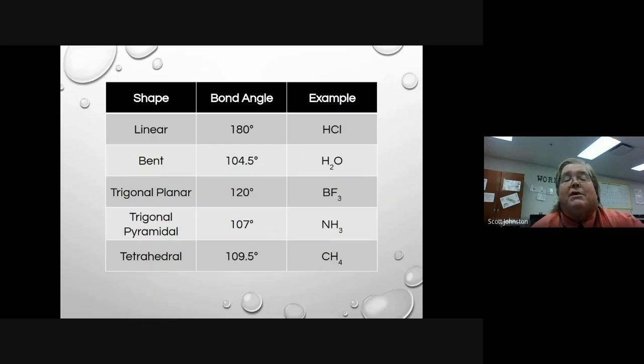Trigonal pyramidal, it's going to be 107, 106.5, depending on the lone pair. In tetrahedral, it's going to be 109.5 degrees.